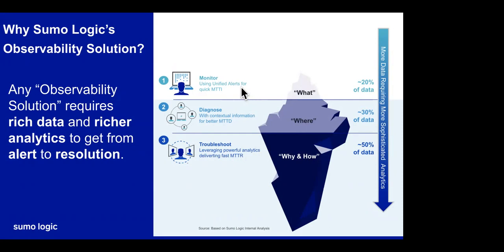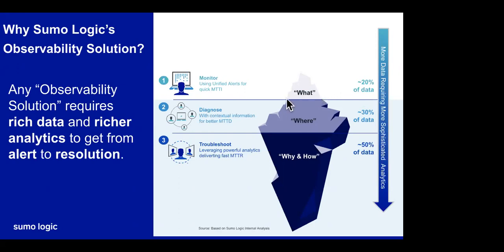So typically when we think about observability, the first part of it is monitoring, and basically what is going on, right? My mean time to identify the issue. Typically that takes about 20% of your data. We obviously want to be able to offer the ability to monitor, and most of you are familiar that Sumo Logic has all kinds of built-in dashboards and other things to monitor things.